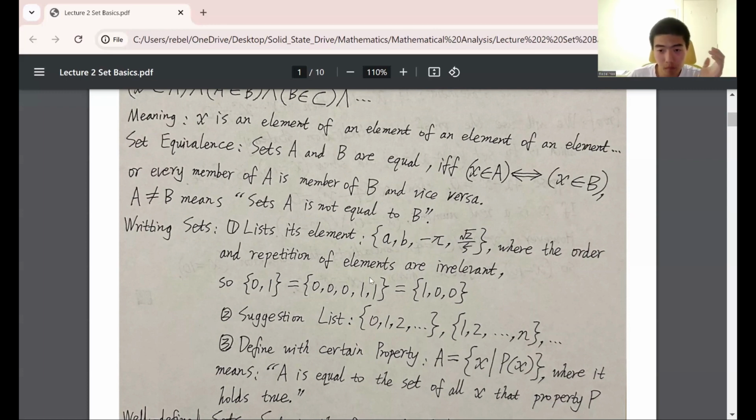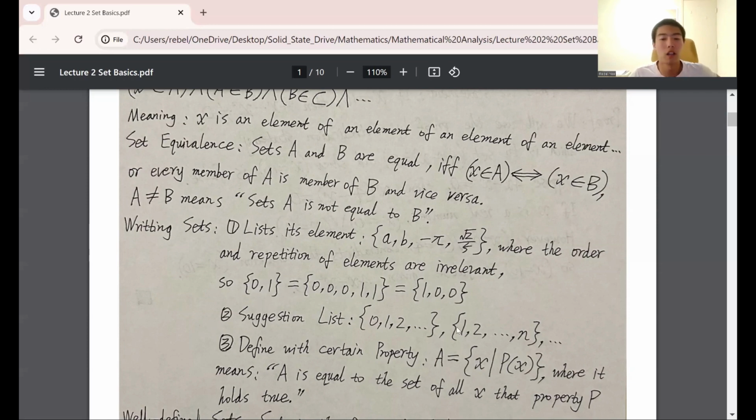Just use commas to separate each element and put brackets outside, and that's done, right? Also, there's an important property of a set, which is that there's no additional property other than the elements themselves. What does this mean? It means that if you have 0, 1, then it's just 0, 1. There's no storage of information about order or repetition. So {0, 1} is equal to {0, 0, 0, 1, 1}, or {1, 0, 0}, and {0, 1} is equal to {1, 0} because the order is not stored in the set. They're all equal.